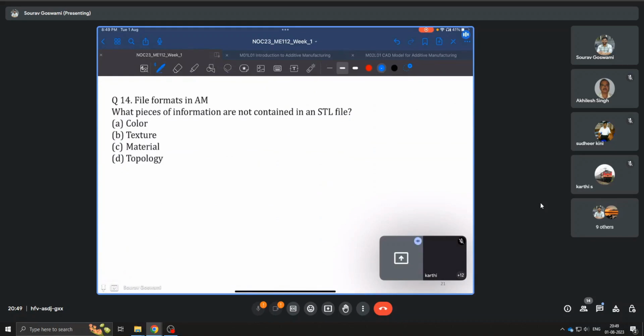The next question talks about the STL file format and what information it does not contain. So it was mentioned in the slide that it does not contain information about the topology. Does it contain information about the material? Will someone volunteer, please?